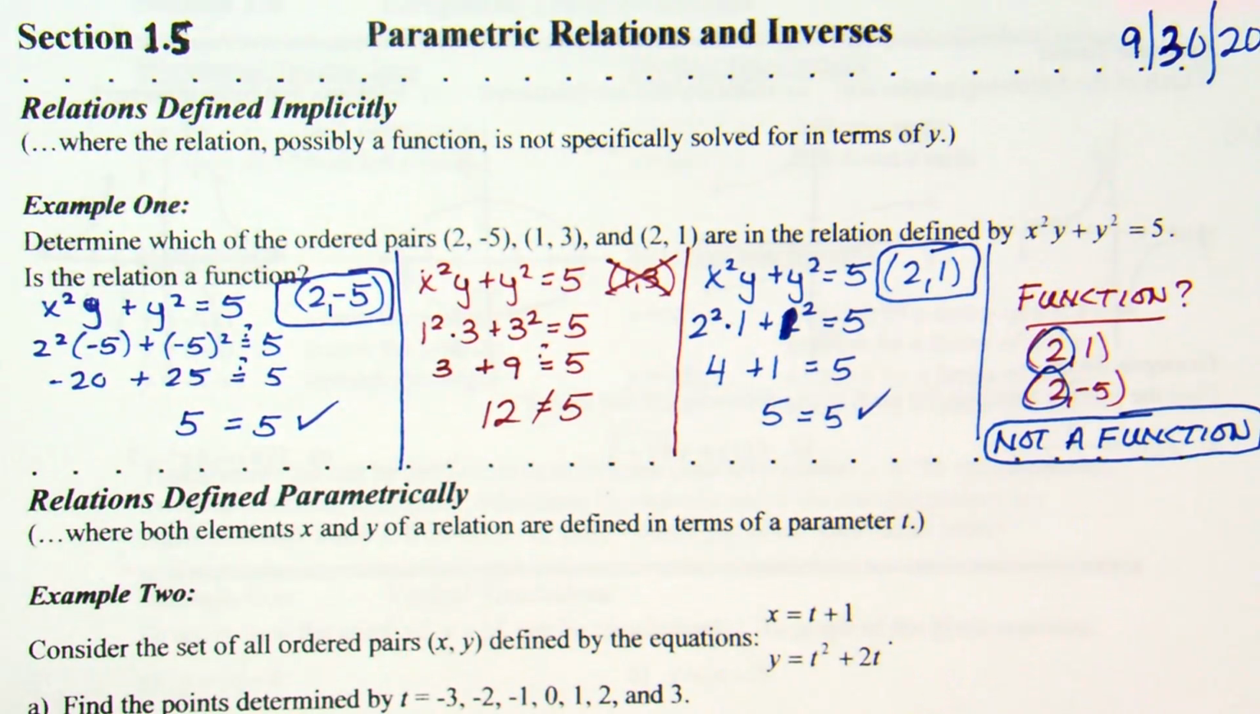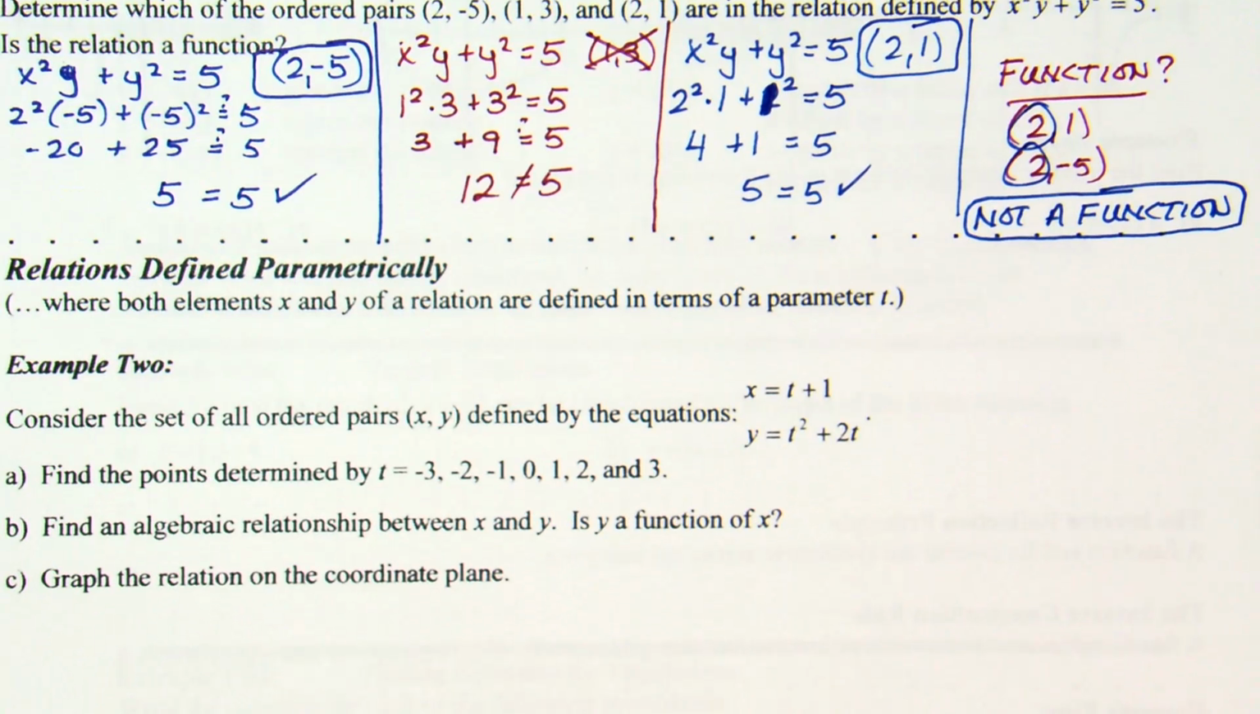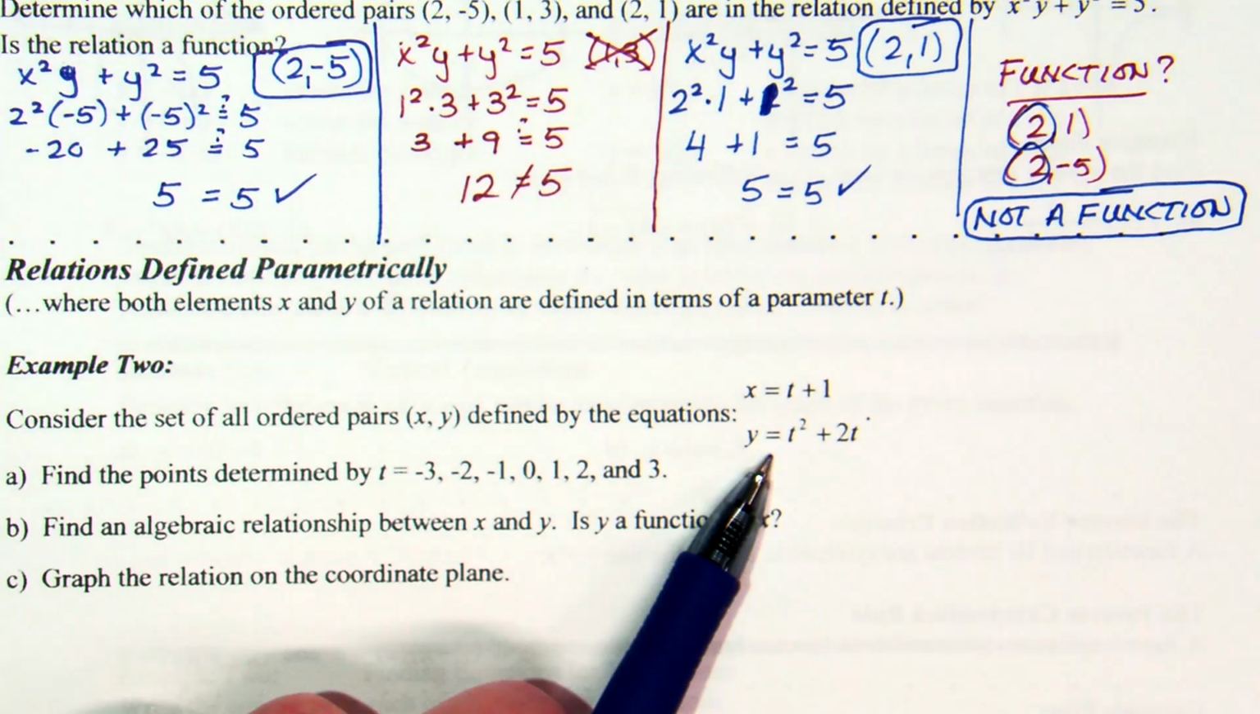Okay, now, name of the game today is these parametric relations. If a relation is defined parametrically, basically, there's a third variable involved. Not like in x, y, z where a system has three equations, but where both elements x and y of a relation are defined in terms of a parameter. And that's that third variable, usually called t. So, for instance, here's an example of a relation defined parametrically.